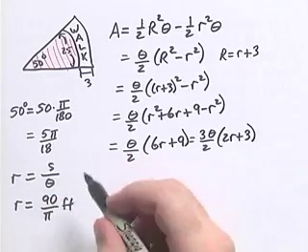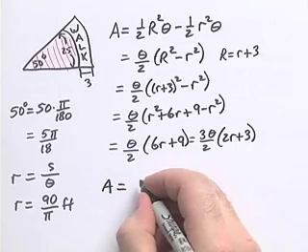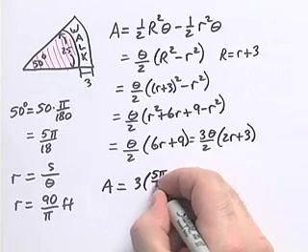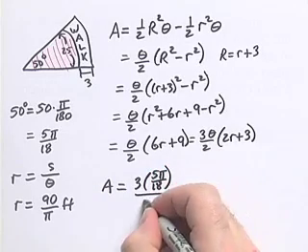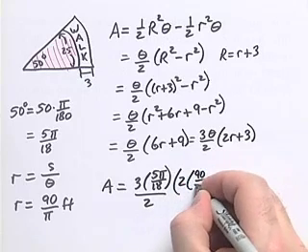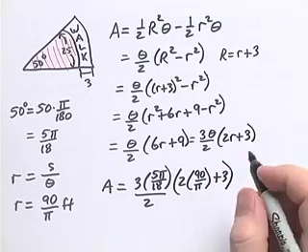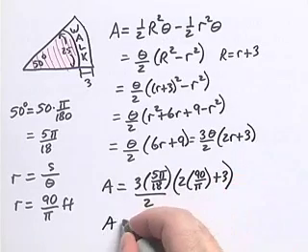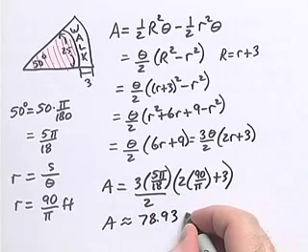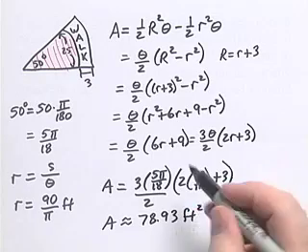Therefore, we can plug in our value for theta and our value for little r into our equation. We'll get that A is equal to 3 times 5 pi over 18 divided by 2 times 2 times 90 over pi plus 3. And if we work that out, we'll see that the area is approximately 78.93 square feet. So Logan will need about 79 square feet of blocks to make the walk.